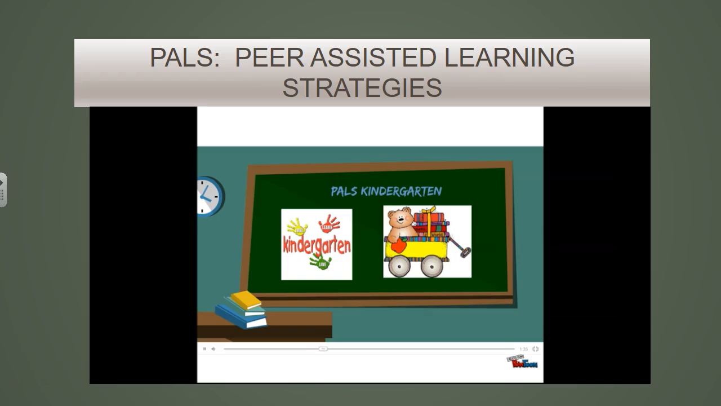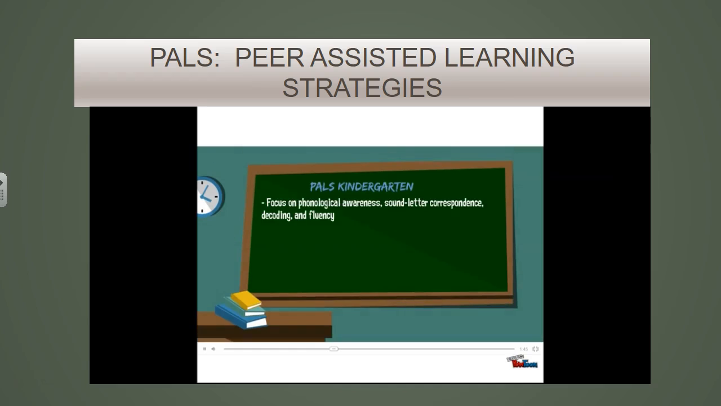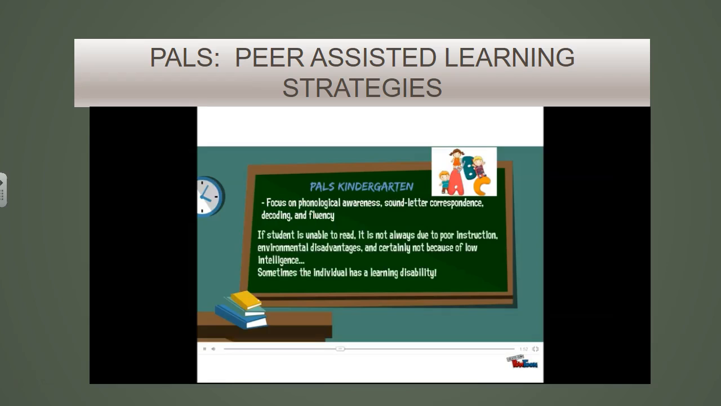Because the grades 2 to 6 PALS activities require some degree of reading competency for meaningful participation, different activities were created to accommodate the development of skills appropriate for younger children. At this age, children are learning the alphabetic code through phonological awareness, sound letter correspondence, decoding, and fluency. The students that are unable to read, it is not always due to poor instruction, environmental disadvantages, and certainly not because of low intelligence.